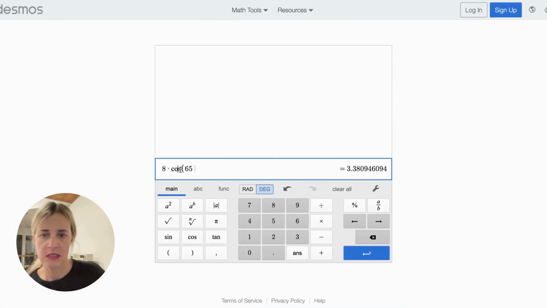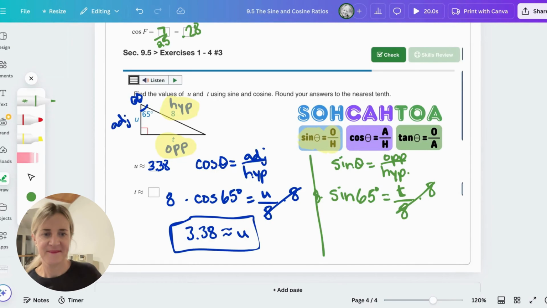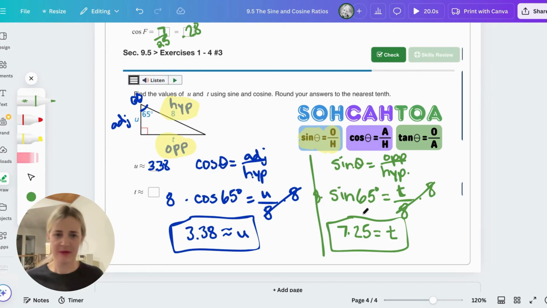How nice that was. 8 times sine 65. Let's see if that worked the same. 8 times sine 65. Yeah, 7.25. That's again a t. It's kind of like a weird F, right? I don't know why I write my t's like that. 7.25 is my answer there.